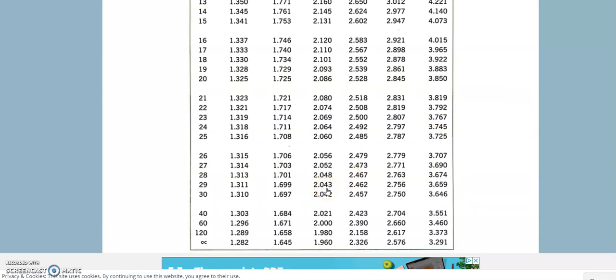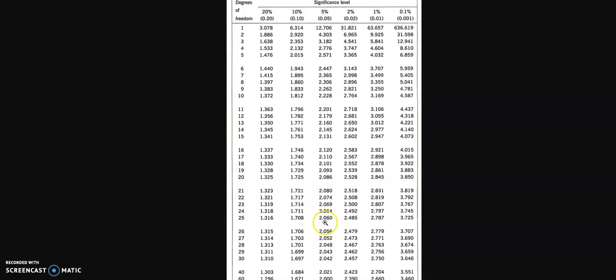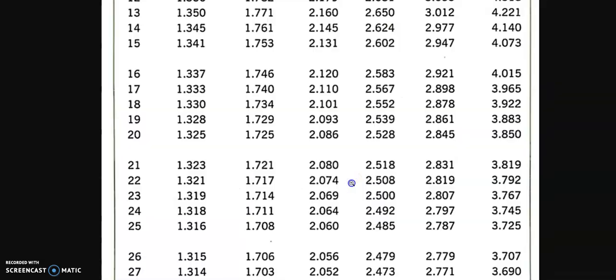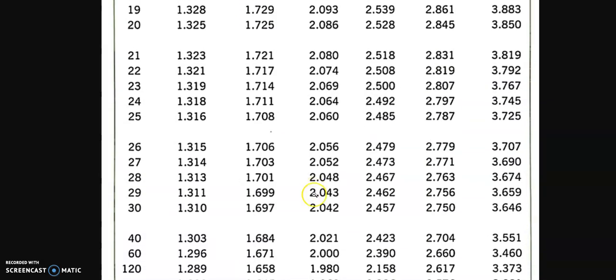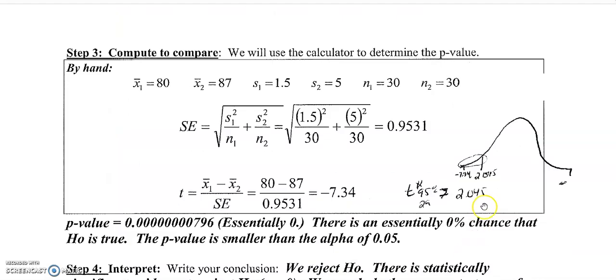But again, if we also did 60 minus 2, which is 58, or even get close to that, and we chose here, if we went to 60, let's say 2.00. So either one, 2.043 or 2.0 would be fine because it's an estimate. And if we look at that, it can be positive or negative. In this case, since the test statistic is negative, we make that negative.